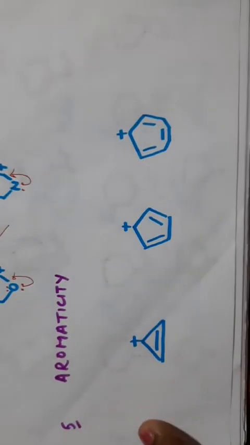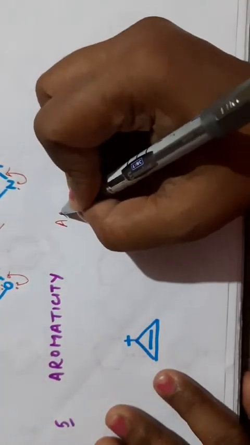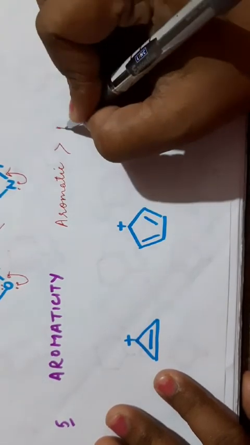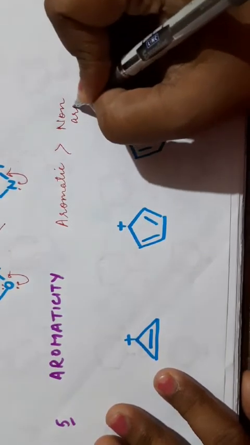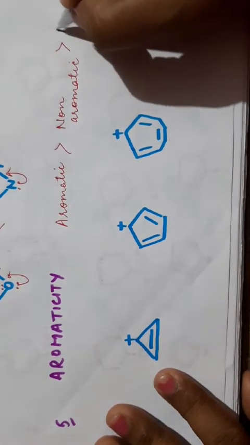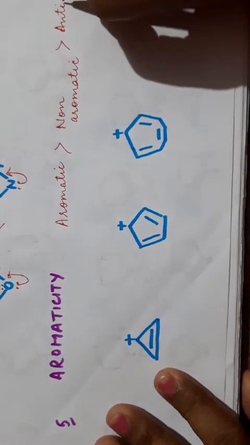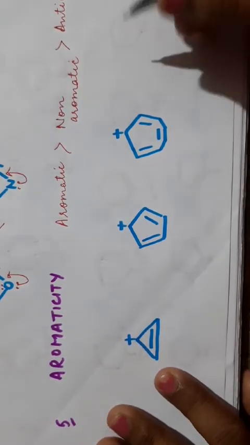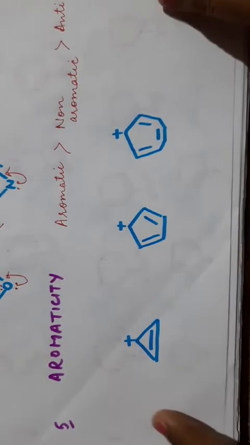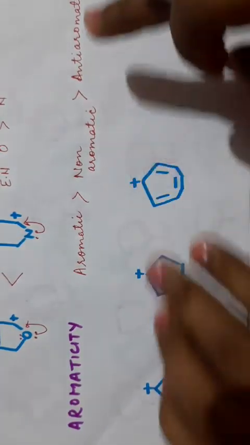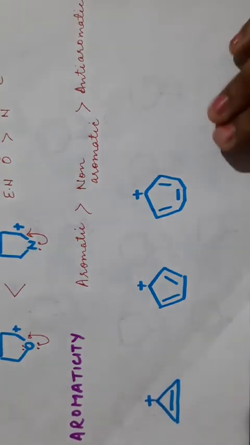Coming to the next factor, aromaticity. In general, aromatic compounds are more stable than non-aromatic, and non-aromatic are more stable than anti-aromatic, provided all other conditions are same, means positive charge is there on all the structures, resonating structures are there. So this is the arrangement. Aromatic is more stable than non-aromatic, non-aromatic is more stable than anti-aromatic.